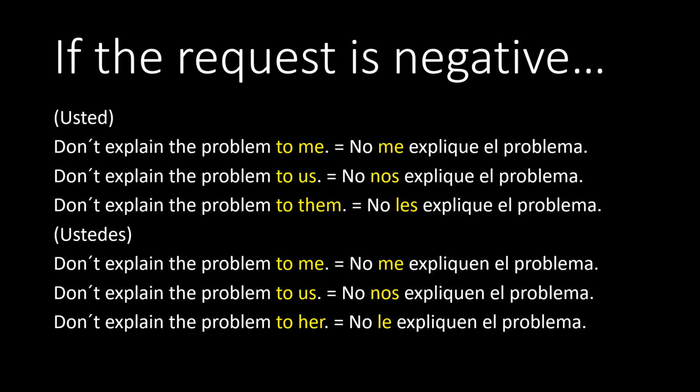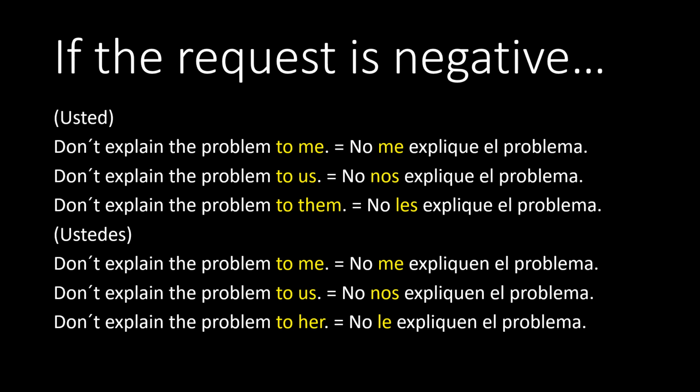If the request is negative, it will have not or don't in it. When this happens in Spanish, you cannot put the indirect object stuck on the end of the verb like you could with affirmative requests. Don't explain the problem to me. No me explique el problema. Don't explain the problem to us. No nos explique el problema. Don't explain the problem to them. No les explique el problema.